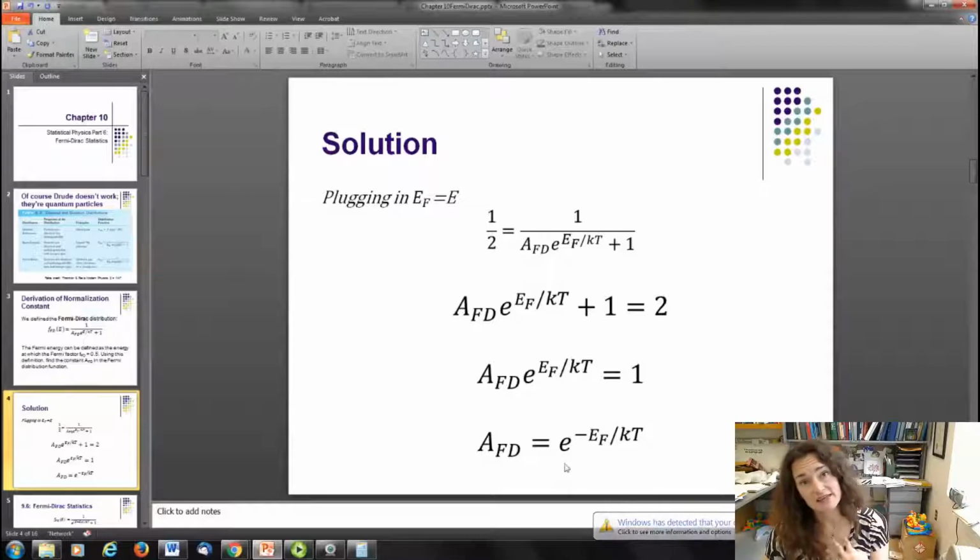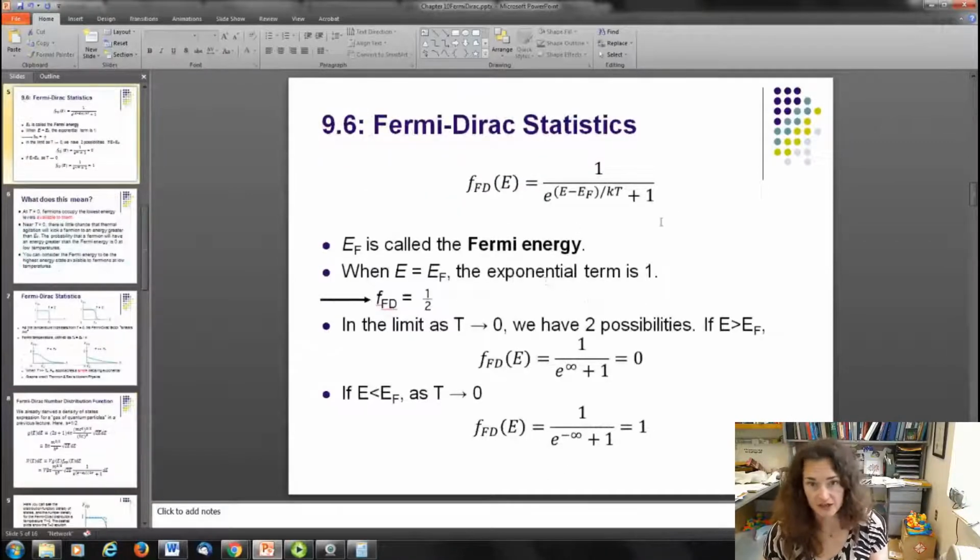And now I can stick that back into my distribution function. And there it is, my normalized Fermi-Dirac distribution function. The Fermi-Dirac distribution function is equal to 1 over e to the (E minus E_F) over kT plus 1. All right, so E_F is our Fermi energy, and when E is equal to E_F, the exponential term is e to the 0, which is equal to 1, which puts your whole distribution function equal to 1 over 1 plus 1, which is 1/2.